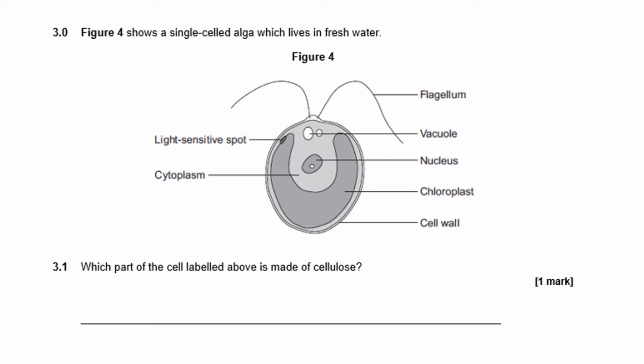Question 3.1 though is not assessment objective 2, it's not application, it's just knowing about cellulose and where you find cellulose. So 3.1, which part of the cell labelled above is made of cellulose? That will be the cell wall. So the cell wall in plants and algae will be made of cellulose. So cellulose is the answer.